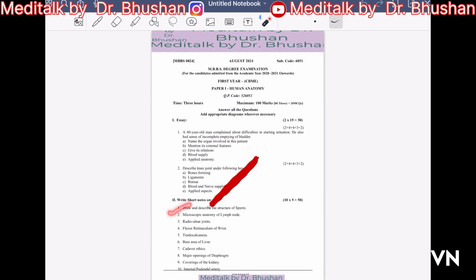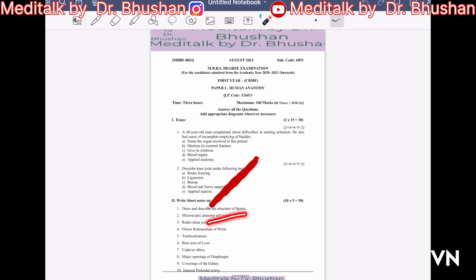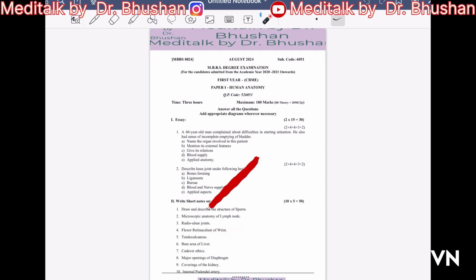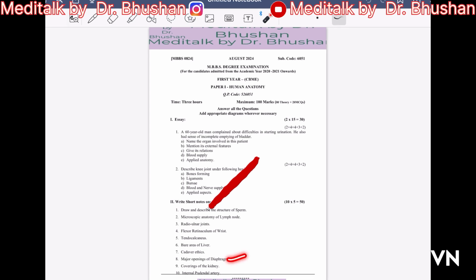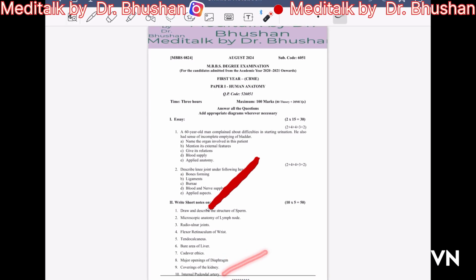Draw and describe the structure from microscopic anatomy of lymph node, radioulnar joint, flexor retinaculum of wrist, tendo calcaneus, bare area of liver, cadaver ethics, major openings of diaphragm, coverings of kidney, and internal pudendal artery.